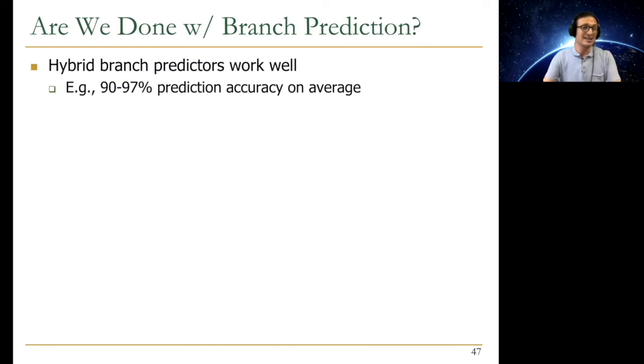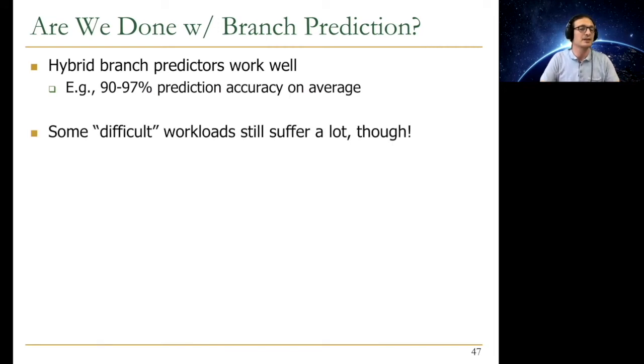Okay, so basically the question is, are we done with branch prediction? So hybrid branch predictors actually work well. They get more than 90% prediction accuracy on average in some workloads, of course. Some difficult workloads, unfortunately, suffer a lot, especially workloads that are very much dependent on the data that you fetch from memory, and you make a decision based on that, for example.